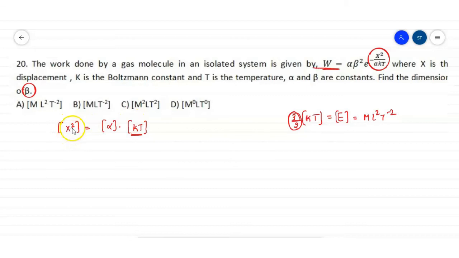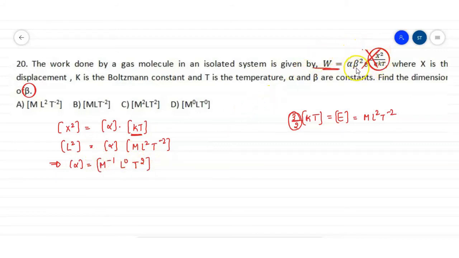L is displacement, so dimension will be L square. So L square will be equal to dimension of alpha into dimension of kT, which is ML square T power minus 2. So from this we can write dimensions of alpha will be equal to M power minus 1 L square into L power minus 2, that will get cancelled out, L0, T power minus 2 coming this side, this will be T power 2. So this is the dimension of alpha.